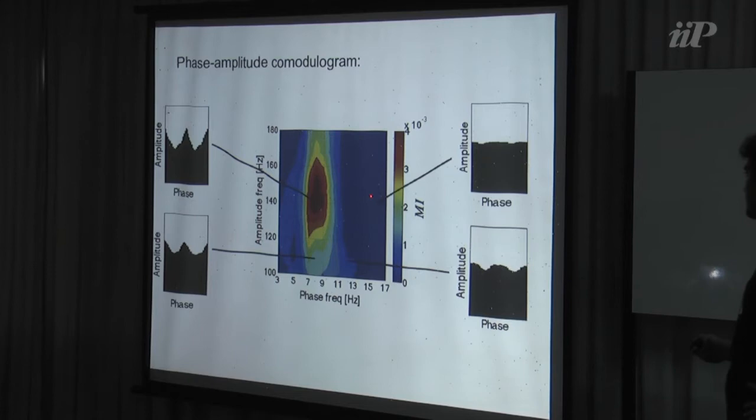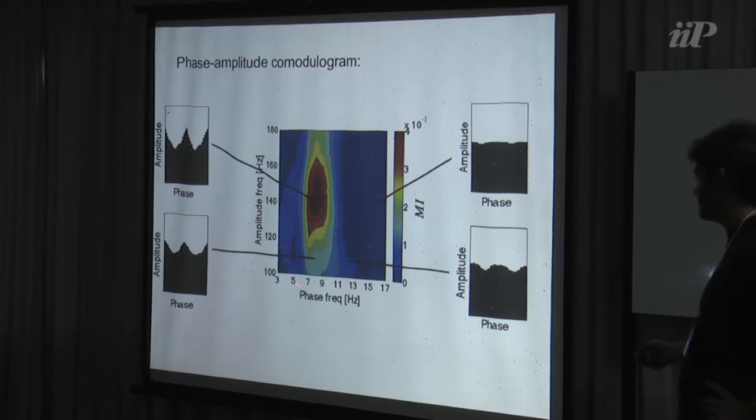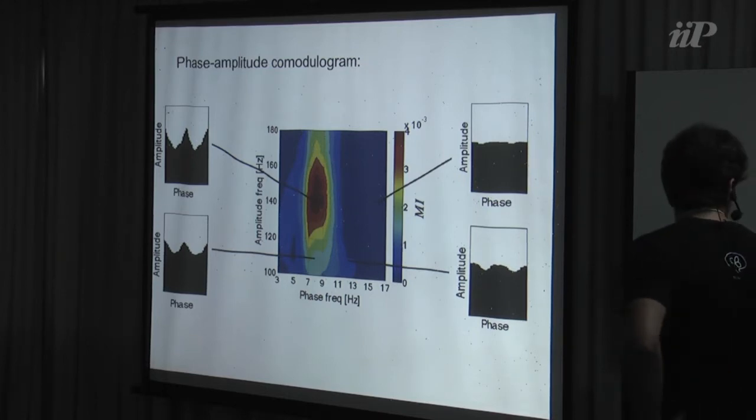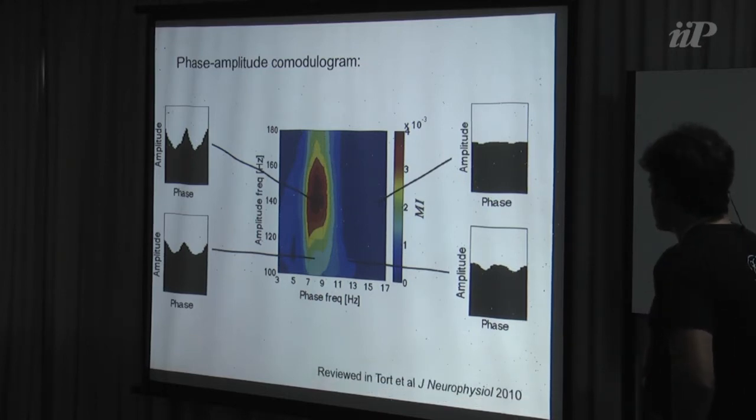Blue colors mean that the modulation index is low. In short, warm colors would mean phase amplitude coupling between these frequencies. As simple as this was the tool, and then I started applying it. So just a review.